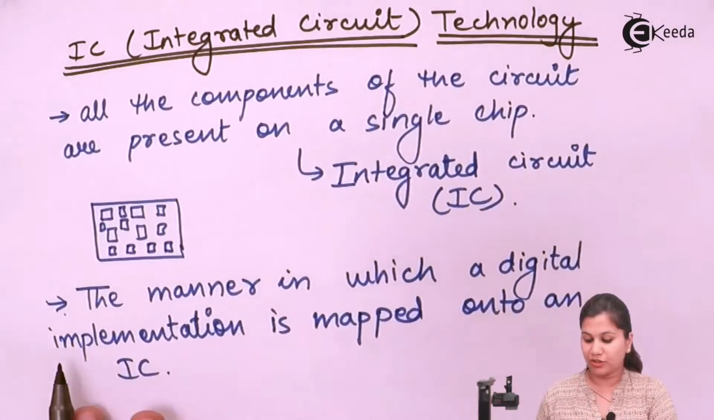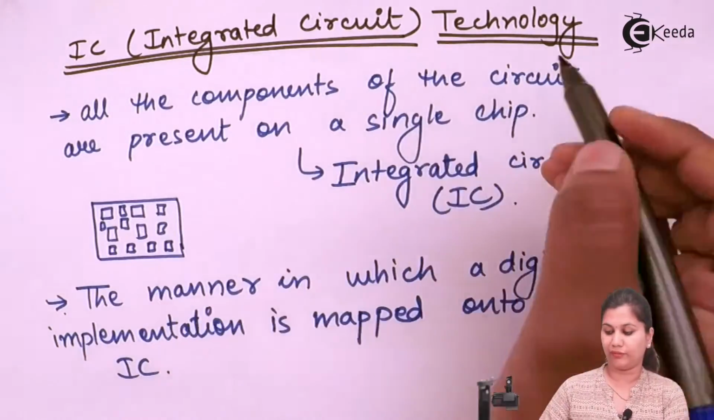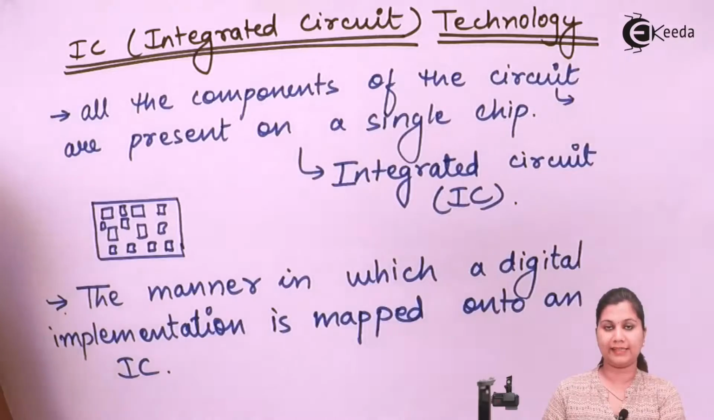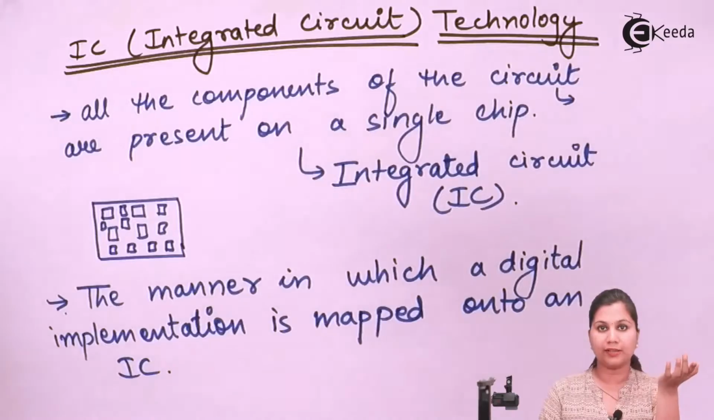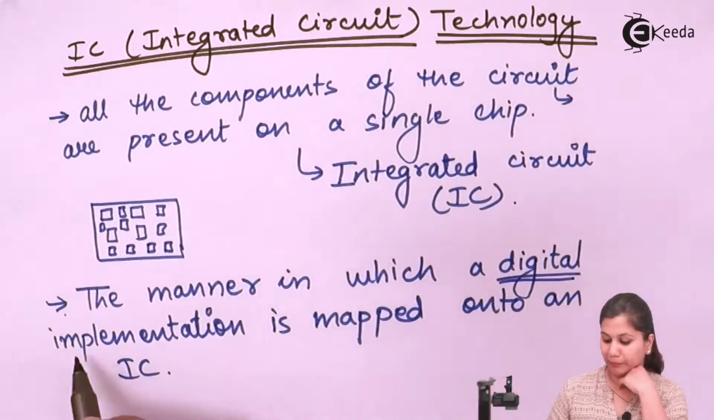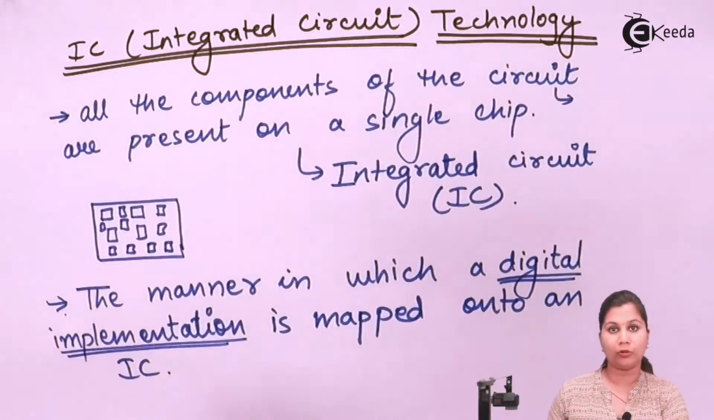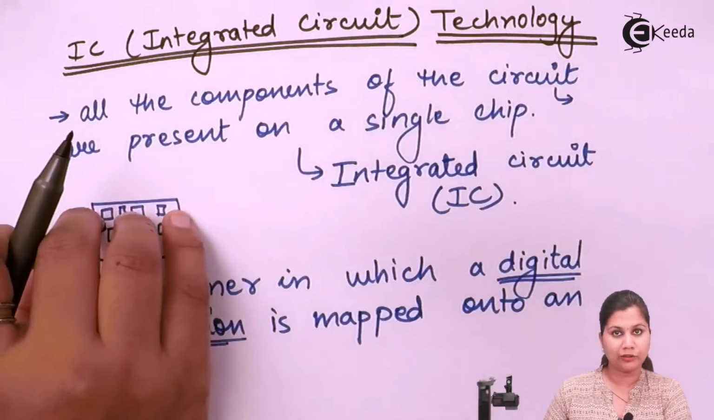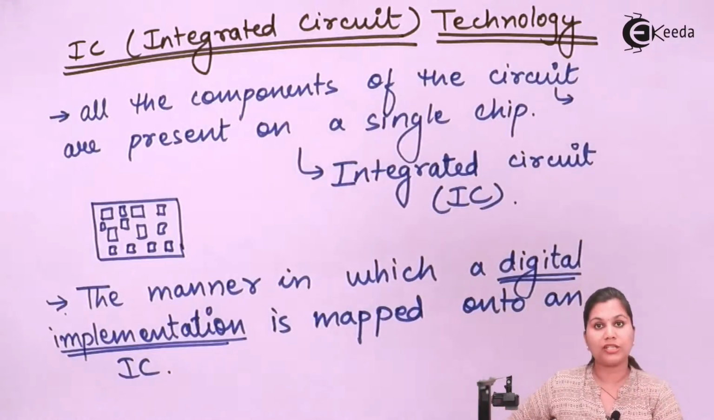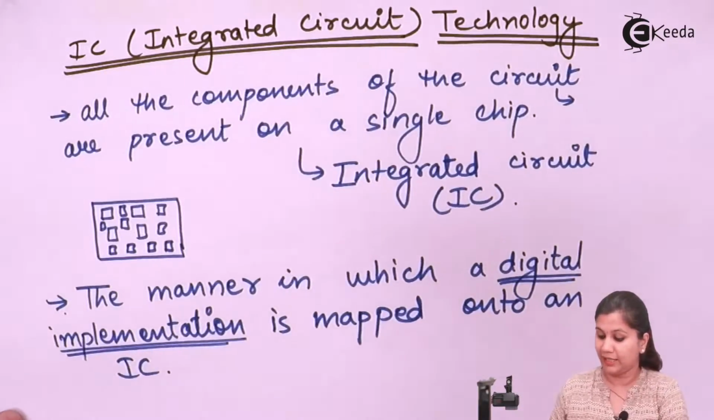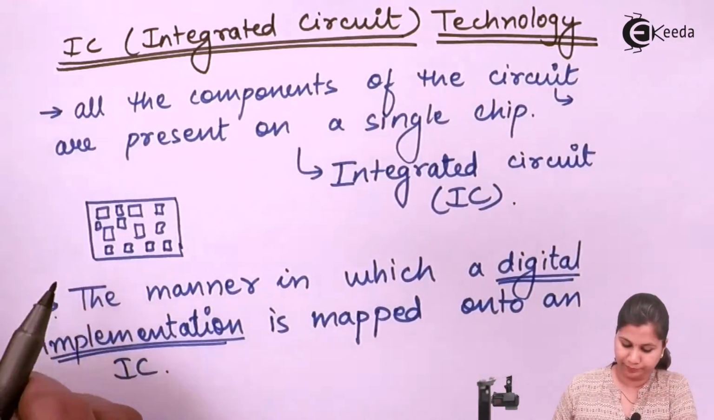The manner in which a digital implementation is mapped onto an IC, because in the circuit we will have the digital components: ICs, logic gates and transistors. So how the digital implementation of the circuit of the embedded system is made, how all these components are fabricated on this chip, how they are present, and which technology is used to develop these ICs, comes under the integrated circuit technology.